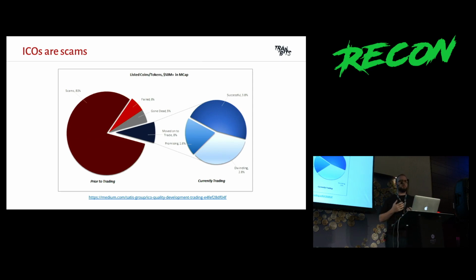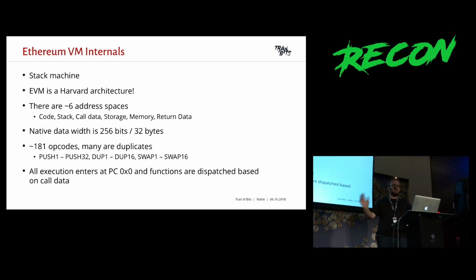Of all of them, only 8% moved on to trade, and 1.6% are marked promising, and those people are here and they're sitting over there. They're wearing purple shirts. You can talk to them about their thing. But yeah, be careful. And additionally, most of these ICOs are technically securities. If you want to argue that, you should talk to them. The Canadian Securities Administration or the US SEC will come knocking if you run one, or possibly even if you invest in one. So back to the Ethereum VM.